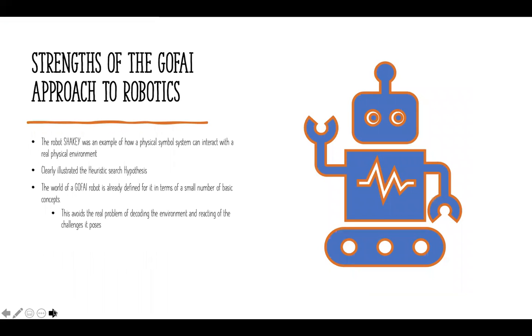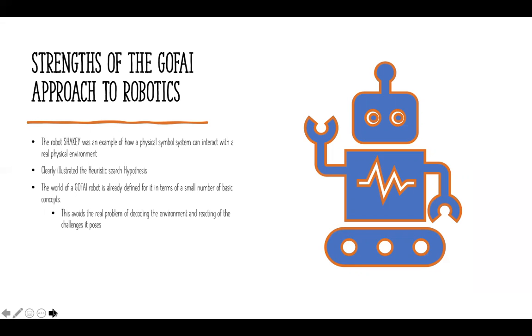So what are the strengths of the good old-fashioned AI approach to robotics? The robot Shaky is an example of how a physical symbol system can interact with a real physical environment and reason about how to solve problems. So this is a really good example of this hypothesis.